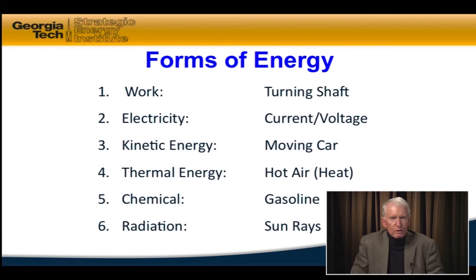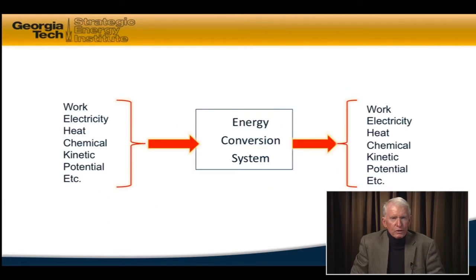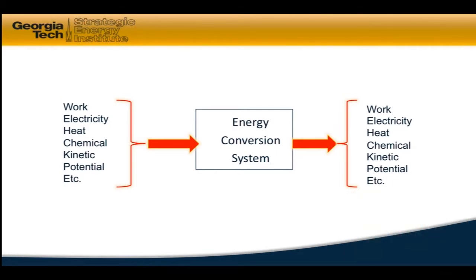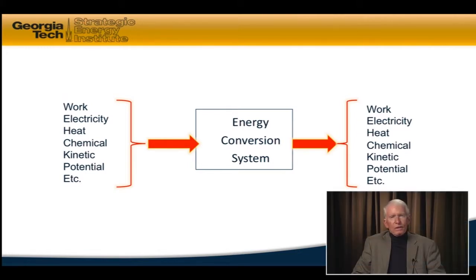So those are just some of the forms of energy, and we can convert these forms from one to the other, as is shown here. So we put energy into some kind of energy conversion system that was designed to take that form of energy, work, electricity, heat, chemical energy, kinetic energy, potential energy, etc., and convert it to some other form: work, electricity, heat, chemical, kinetic, potential, etc.